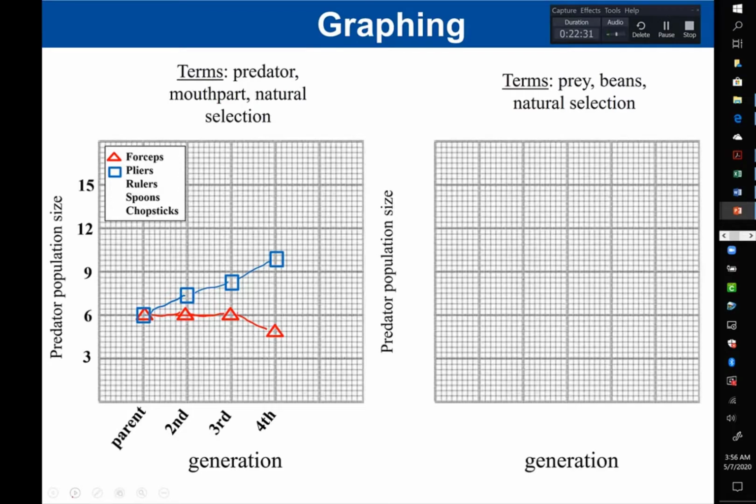Oops, I didn't change that. That should say not predator, that should say prey. Sorry about that. That should say prey population size. So my prey population size would be here. Generations would be on the bottom.